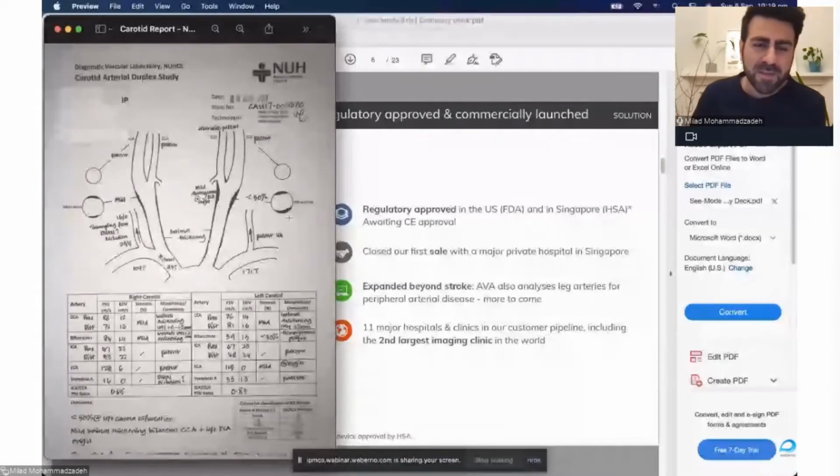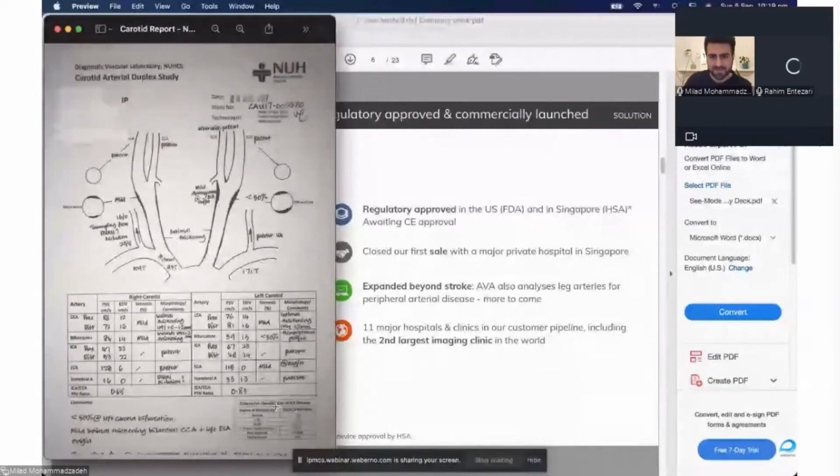By the way, Rahim, if you're still with me, can you confirm that you can now see a scanned piece of paper on the screen? Hope that's come up, or any of the moderators. Don't you hear me? So you should be able to see a different screen now, a scanned piece of paper. Yes, we are able to see this. Awesome, lovely. Thank you, Ryan.